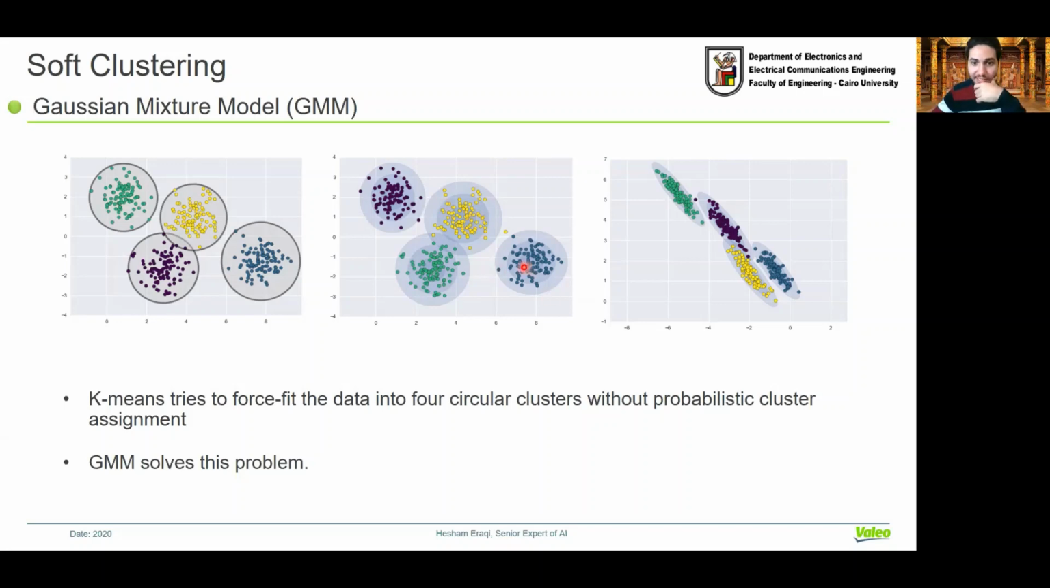So, for example, this point will have a very high score to be assigned to the blue cluster compared to the other points, and compared to the points in the edge. Okay, and that point in the edge here will get almost equal weights or scores of assignation to the blue cluster and the yellow cluster. Okay, because it is in between.